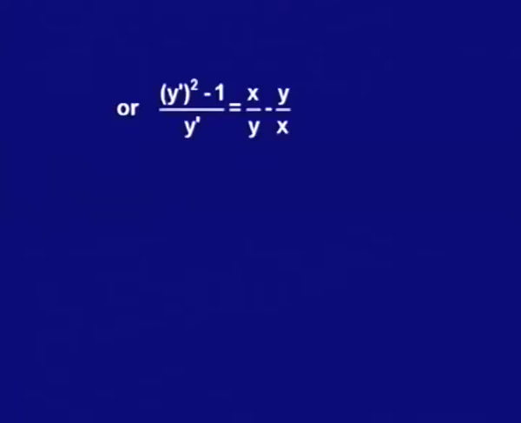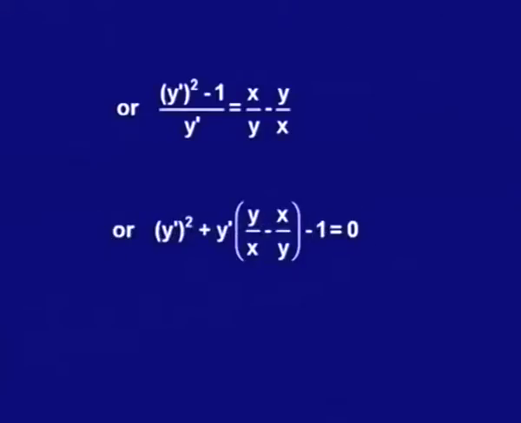Again, take the cross products, what we do get is y dash square plus y dash y upon x minus x upon y minus 1 is equal to 0. Now, we see this is a differential equation involving terms of y dash only, that is the first order, but the degree is 2. Here we have got a second degree equation.